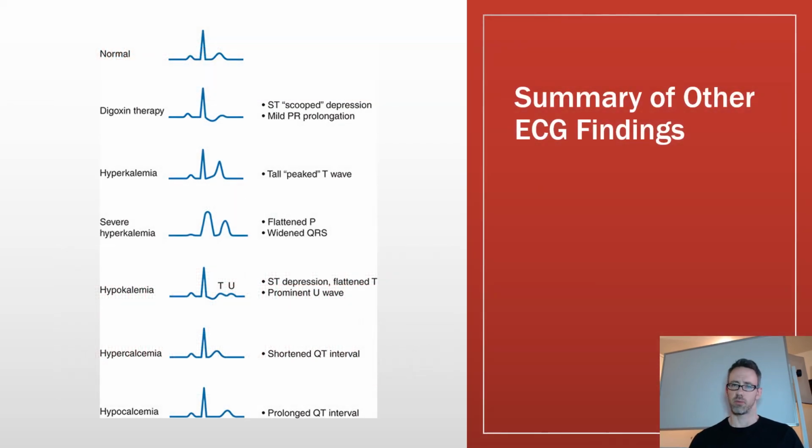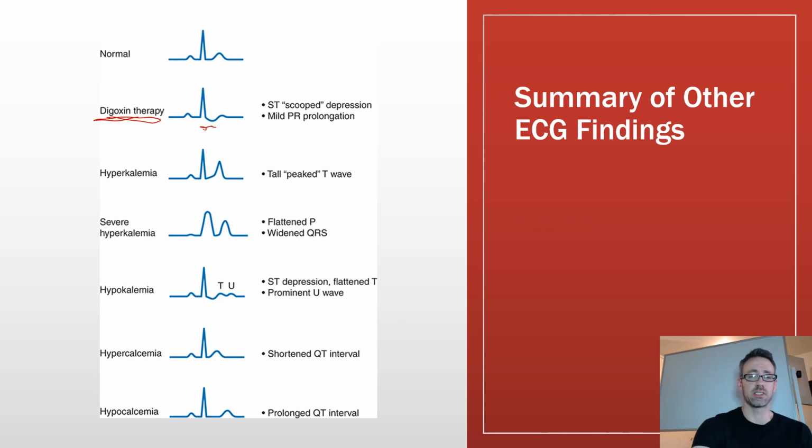So just in summary of some of the other ECG findings, here on the left, that's our normal P, QRS, and T. I haven't talked about this yet, but many people are on digoxin. Digoxin therapy characteristically shows what we call a scooped ST depression, and maybe some mild PR prolongation. And that's actually fairly standard as far as the treatment goes for digoxin, so as long as we're aware of that. However, digoxin toxicity can lead to ECG abnormalities as well.